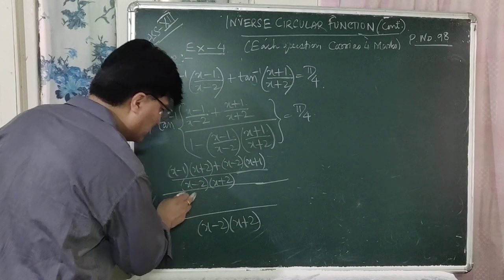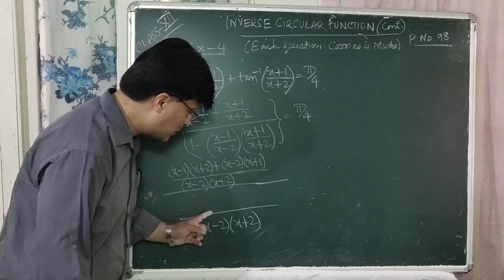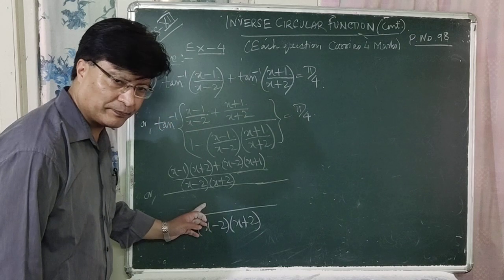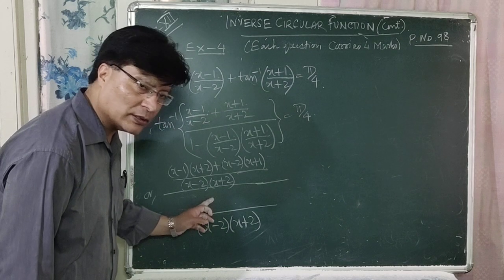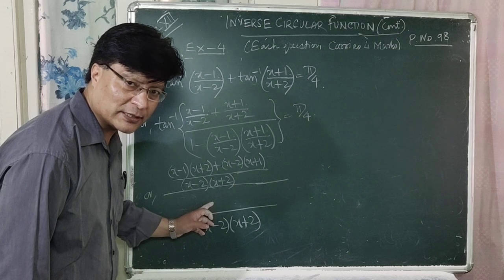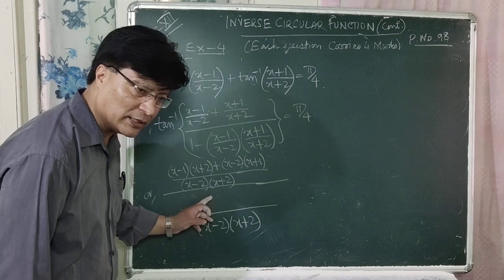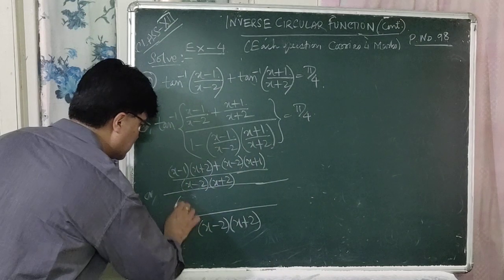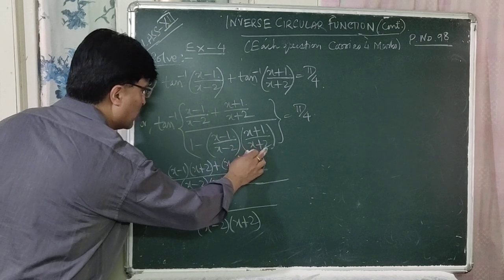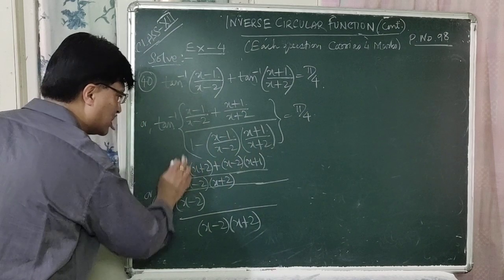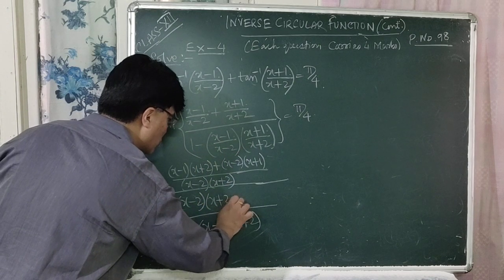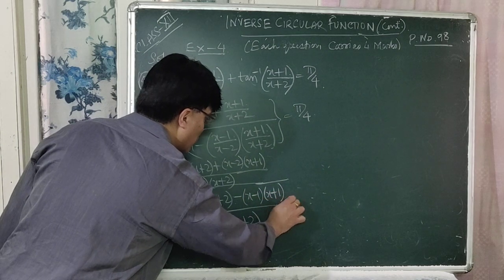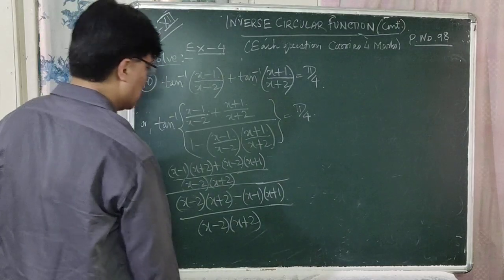What is there here? In this case, what is the expression in the place above the denominator? X minus 2 into x plus 2. That is x minus 2 into x plus 2 into 1 is x minus 2 into x plus 2. Then minus x minus 1 into x plus 1. Right? Is it correct now?